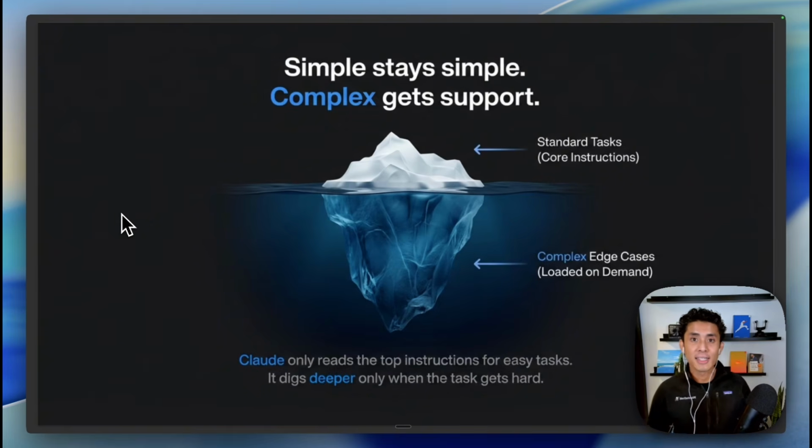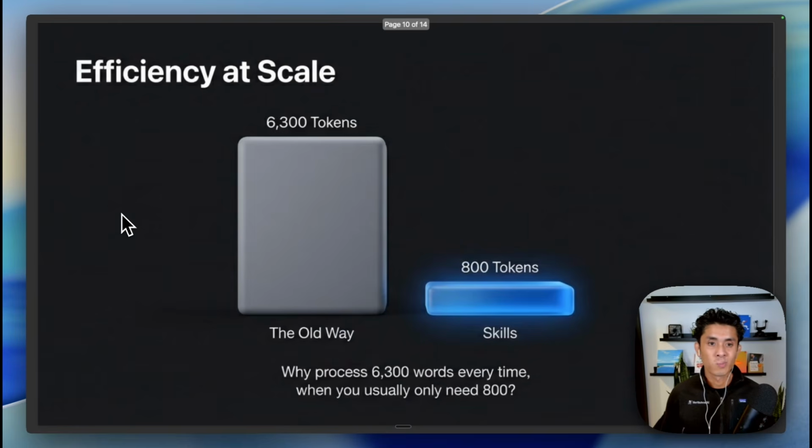I really, really like this visualization, which is: simple stays simple and complex gets support. So if we just have a standard task, I genuinely don't want Claude to run all over the place to figure it out. But if I have a complex task, then that's where I want my instructions to actually get loaded so that Claude knows how to perform the task successfully. Claude only reads the top instructions for easy tasks. It digs deeper only when the task gets hard.